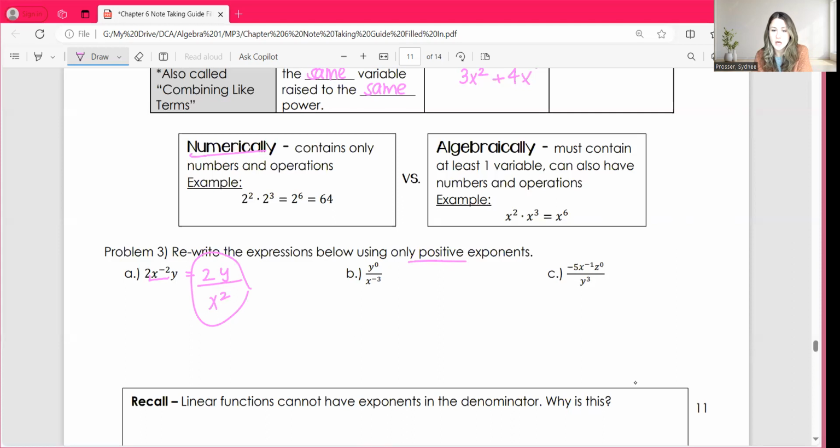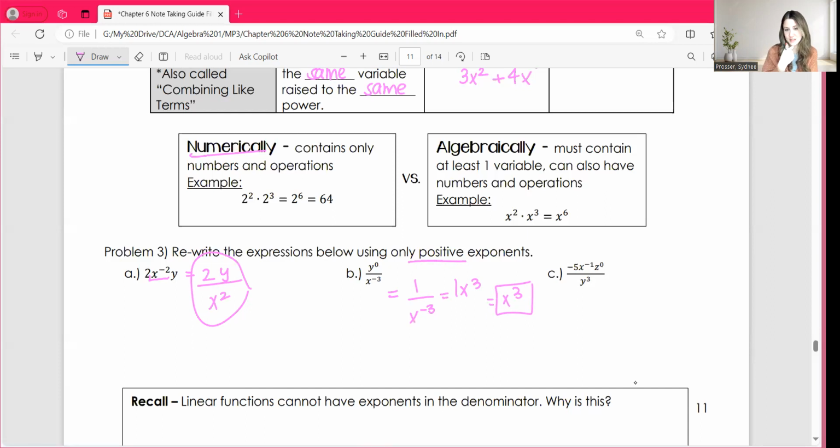Let's simplify b. Y to the 0, well, let's think about our rules. I know anything raised to the 0 power is 1, so that's going to automatically simplify. And then notice I have a negative exponent. I have to make it positive, so if I move it to the other side of the fraction, the numerator in this case, it's going to become positive. So I'm going to move it to the numerator. The 1 is there. I don't really need the 1, because 1 times anything is whatever that number is.